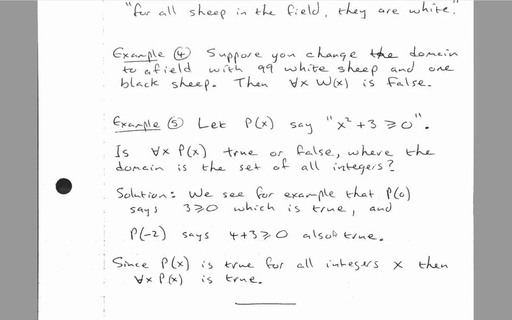Alright, so this statement's going to be true for every integer x. Okay, so this is true. So for all integers x, x squared plus 3 is greater than or equal to 0, that's true. So this statement is true.